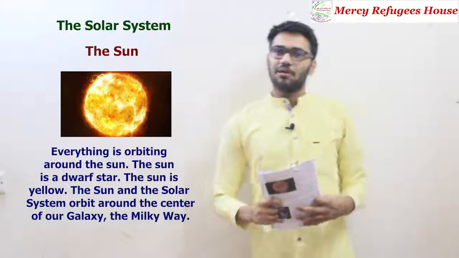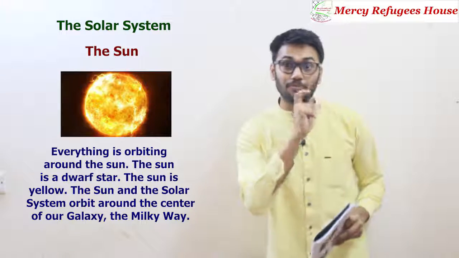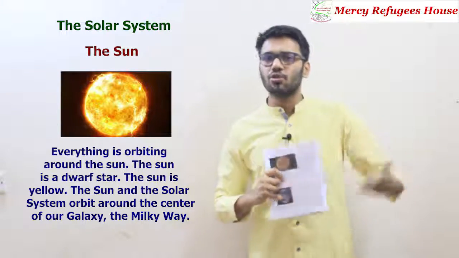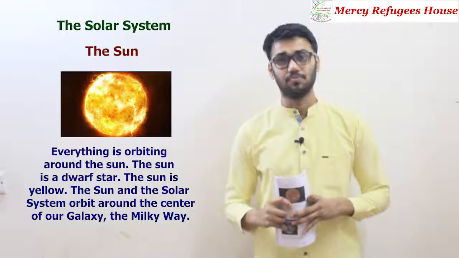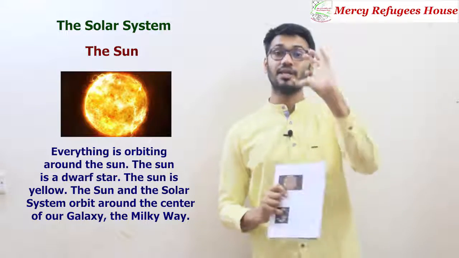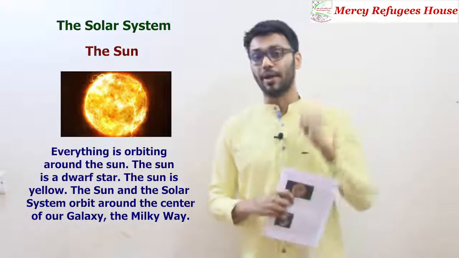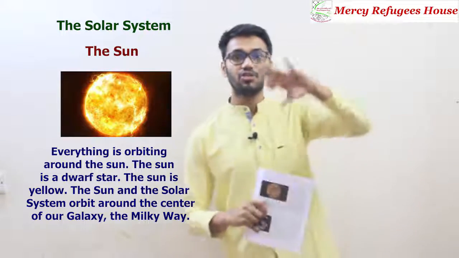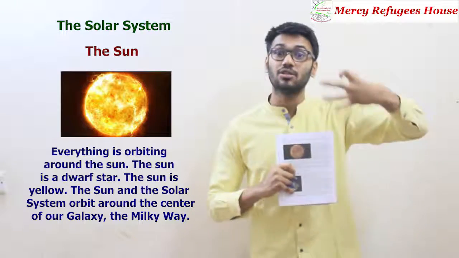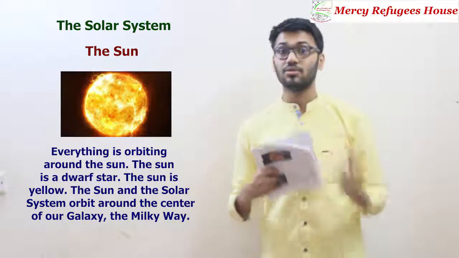The sun is a dwarf star. Now, dwarf star, not a dwarf planet. Why do we call the sun a dwarf star? Because it doesn't have a clear orbiting path. Rather, it is orbiting with the Milky Way. But the rest of the planets that we are talking about have an orbiting path. They're orbiting around the sun.